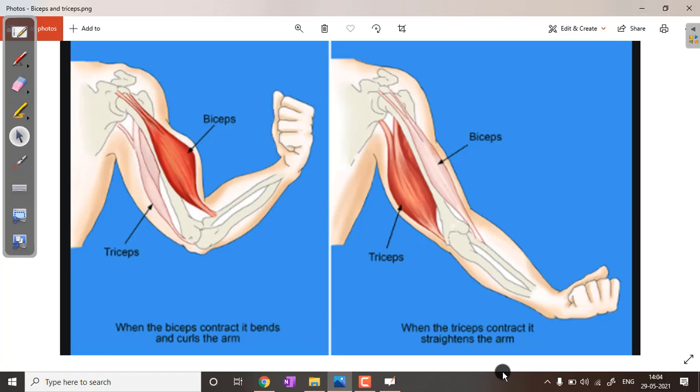So this is how muscles work in pair. When one contracts, the other relaxes; when the other contracts, the first one relaxes. This is how muscular movement takes place in your body. This is one example. Everywhere in your body, whether you talk about your legs or your hands, there are two muscles which work together. One will contract, the other will relax, and then the movement takes place.